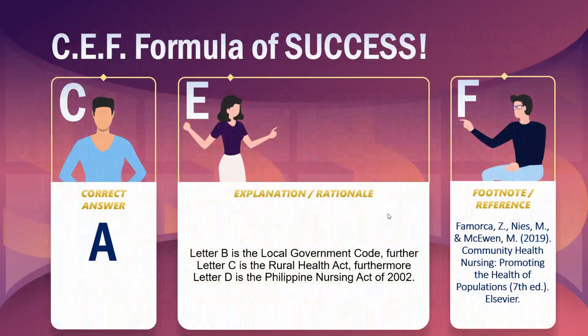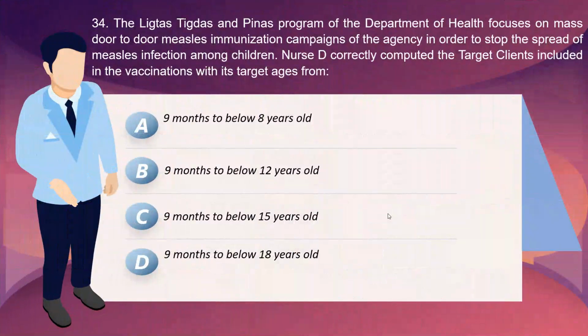Number 33, alpha. 34. The Ligtas Tigdas and Pinas programs of the Department of Health focus on mass door-to-door measles immunization campaigns of the agency in order to stop the spread of measles infection among children. Nurse D correctly computed the target clients included in the vaccination with its target ages from 9 months to below 8 years old, 9 months to below 12 years old, 9 months to below 15 years old, or 9 months to below 18 years old.